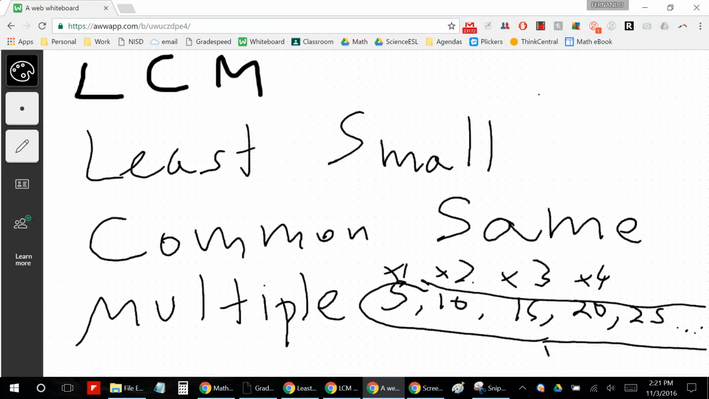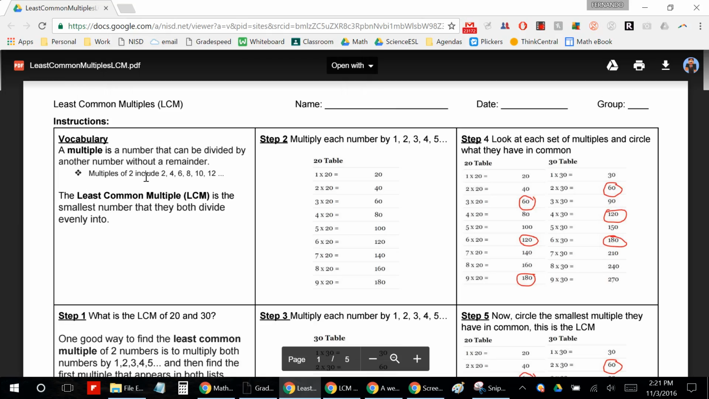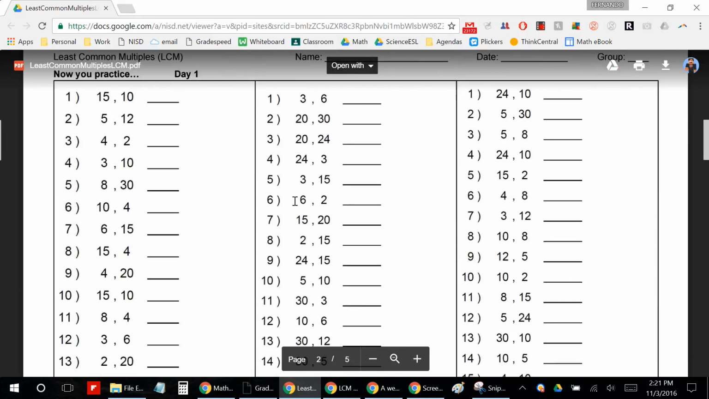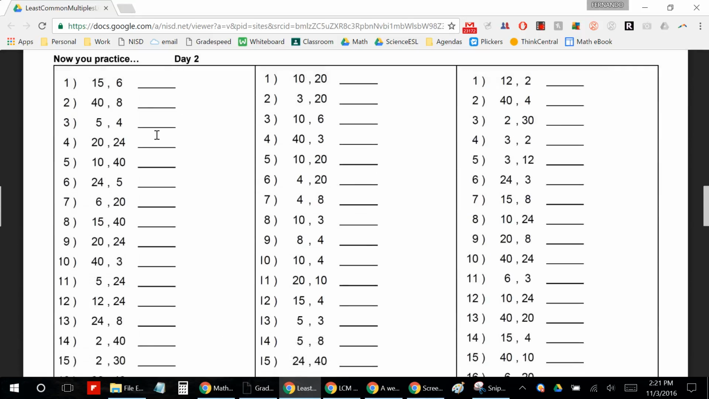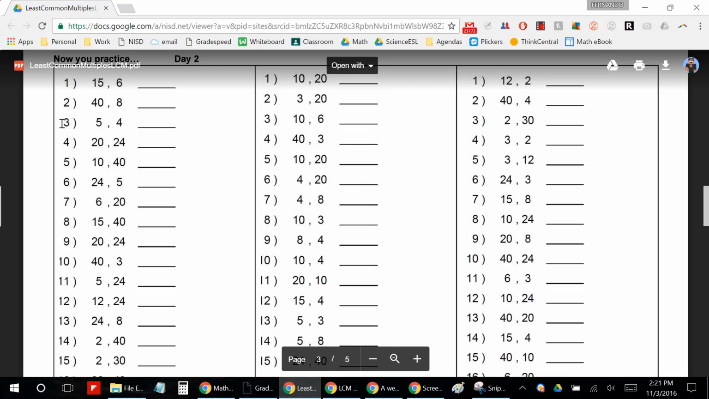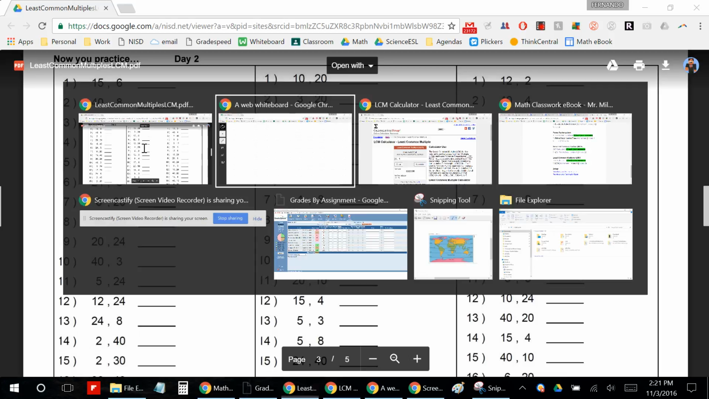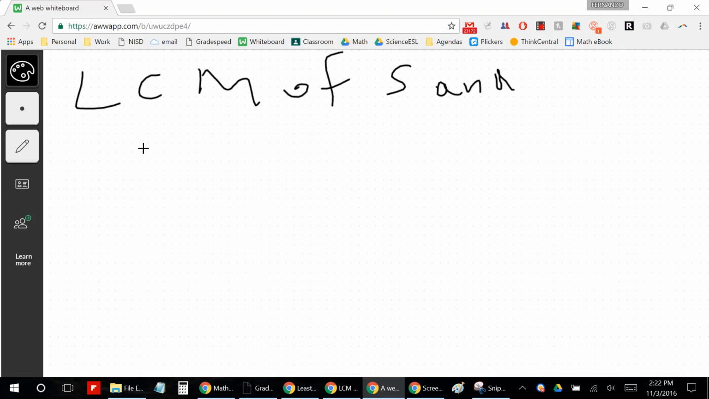So let's go ahead and erase this, and we're going to work on some problems from our homework. I'm going to jump straight to day 2. We're going to work on 5 and 4. So what is the LCM of 5 and 4?